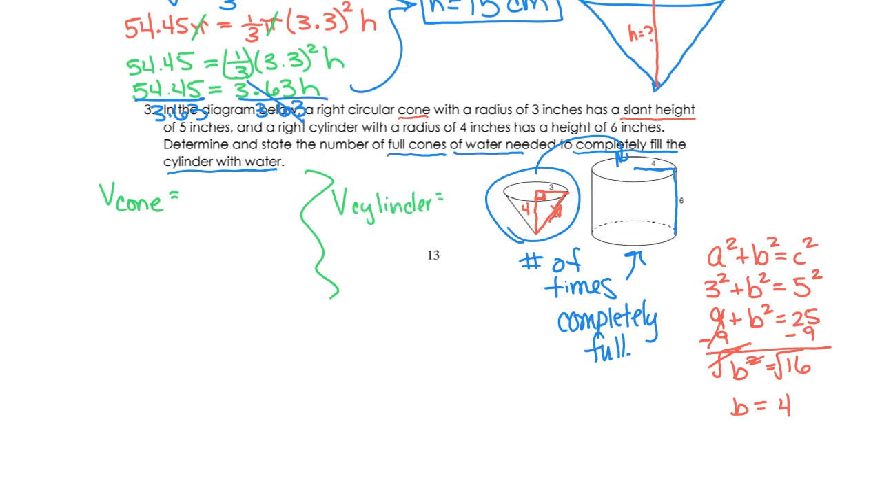Okay, so volume of a cone from our reference sheet is 1/3 pi r squared times height. The volume of our cylinder is just pi r squared times height. So back to the cone. Keep the 1/3, we keep the pi. The radius we know is 3, formula says to square it, and we already figured out that the height is 4.